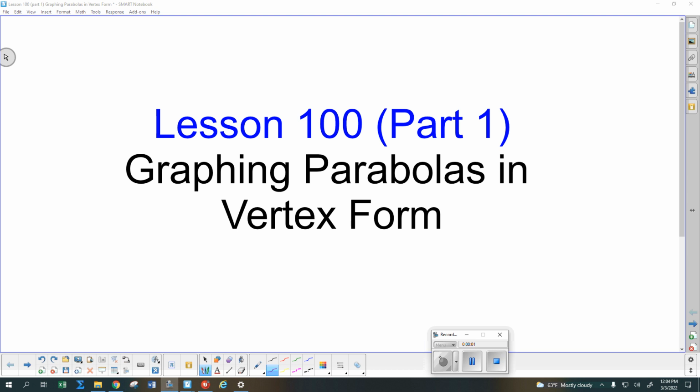Graphing parabolas today, and we're going to spend several days talking about these. So tell me something about the equation of a parabola. What does it look like? How do you know it's a parabola when you just look at the equation?